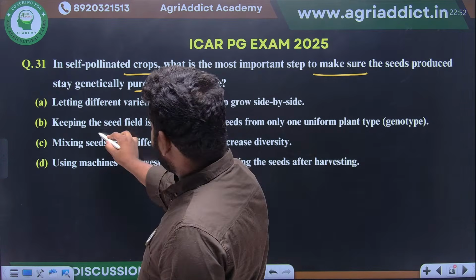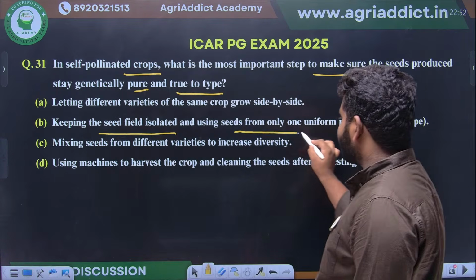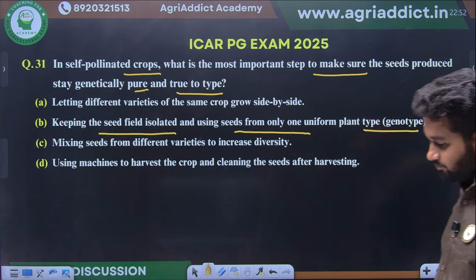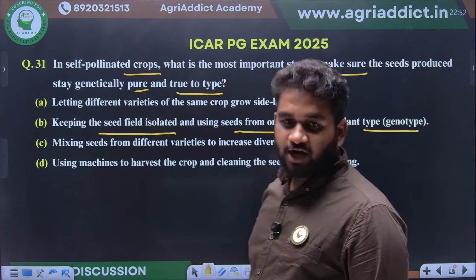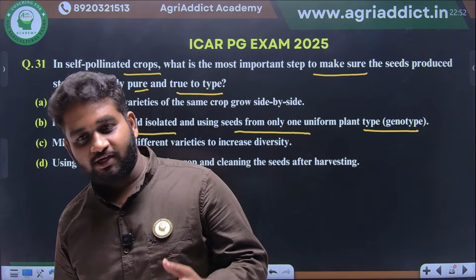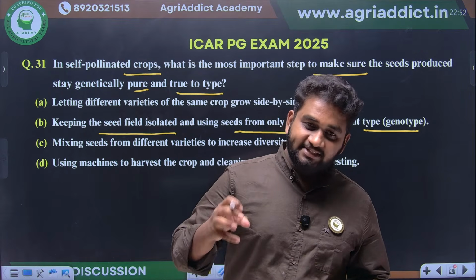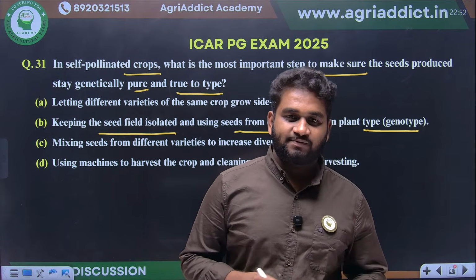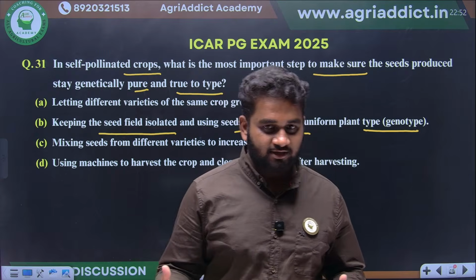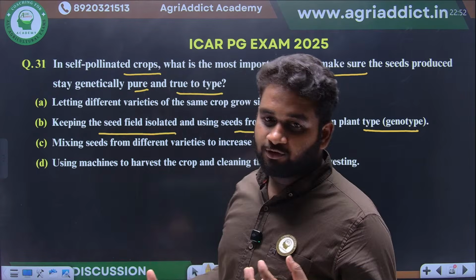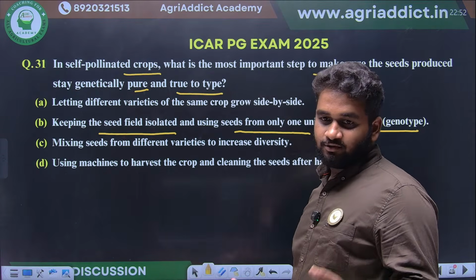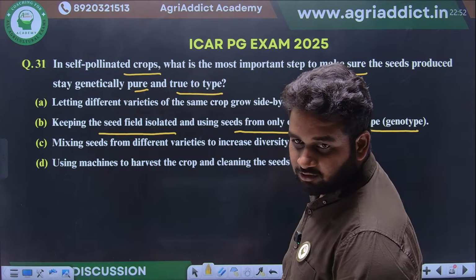Keeping the seed field isolated and using seeds from only one uniform plant type. That's what we do in pure line selection and in pedigree selection. We are only selecting the single plant till the F6, F7 generation, then we will go for multiplication, and also for field isolation. Yeah, good, Nutan, good.